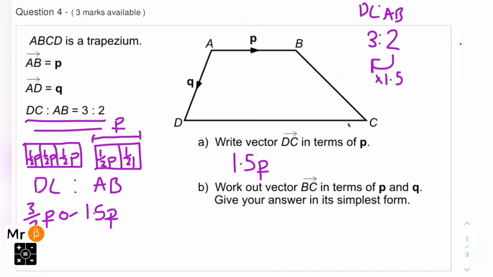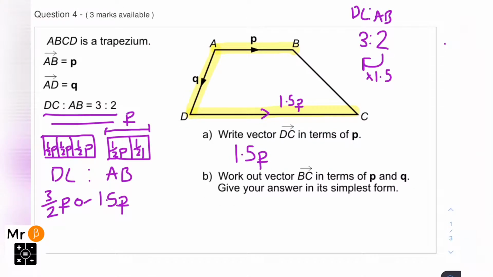Part B then asks for us to work out the vector BC. So I'm just going to label on what we've worked out in part A. To go from D to C is 1.5 P. And like I've shown you in a lot of other videos now, the direct route to go from B to C is there. However, we don't have any information about that line. So, unfortunately, we have to take the long way around. But because we're still going from B and arriving at C, this is perfectly fine.